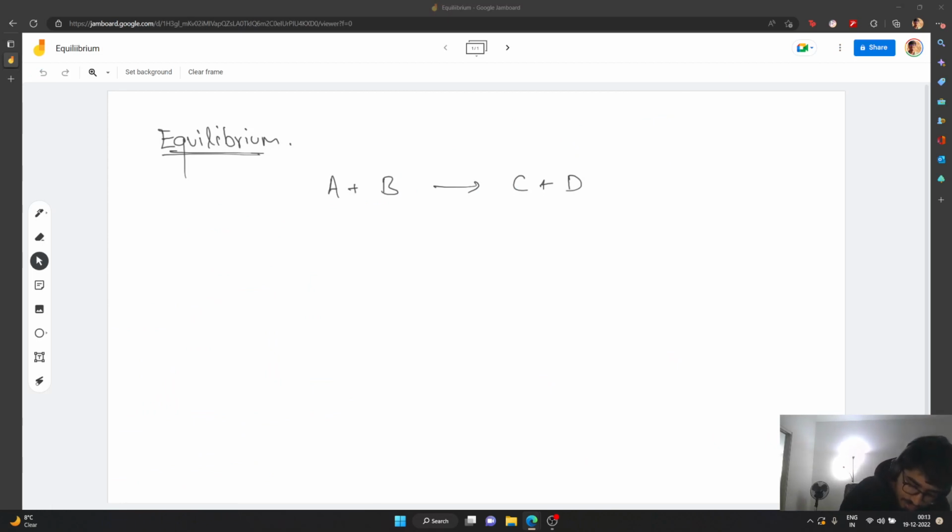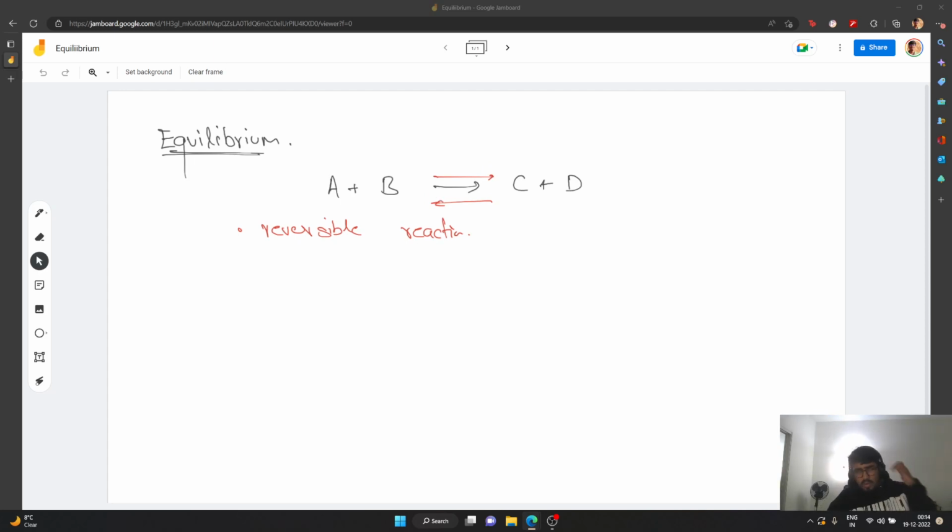So let's keep talking about these things. First, we're talking about a reversible reaction. The idea is that it can go one way and it can also go the other way.